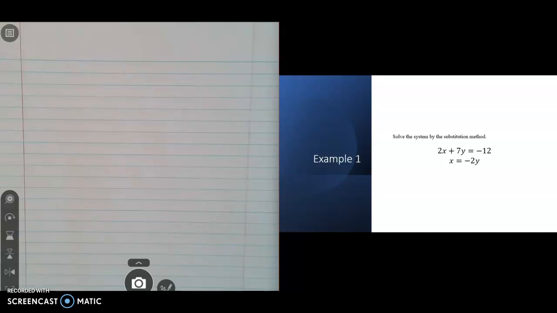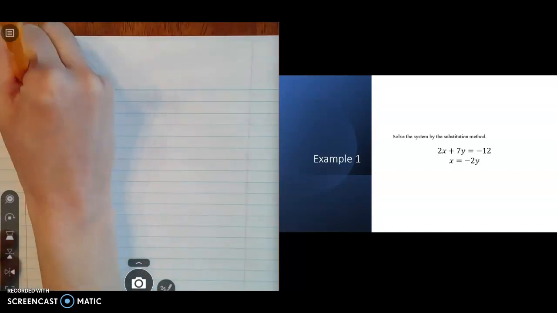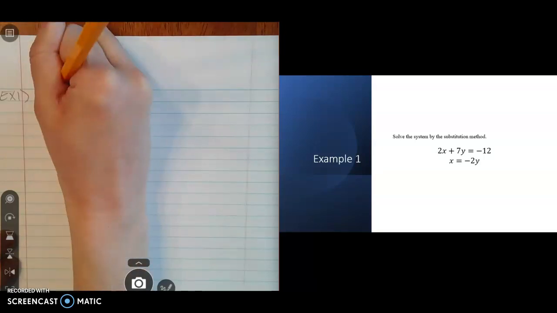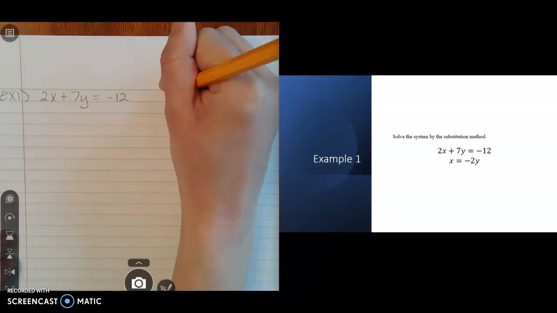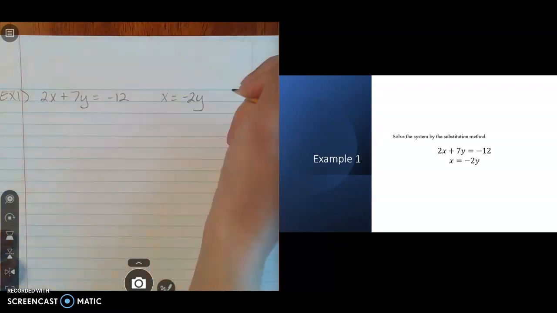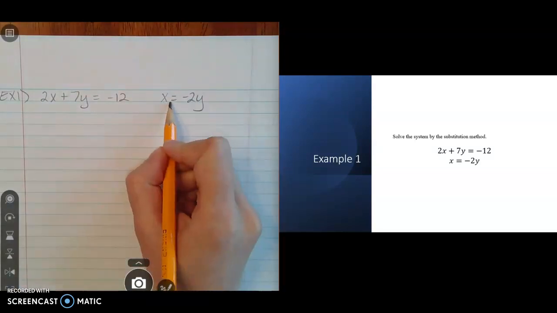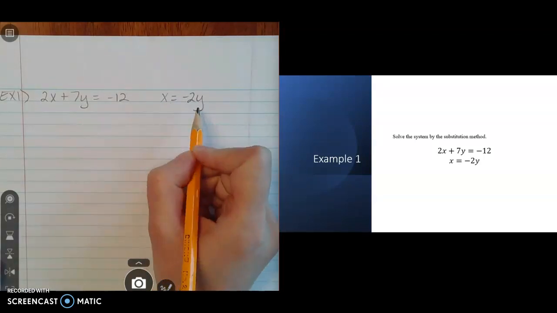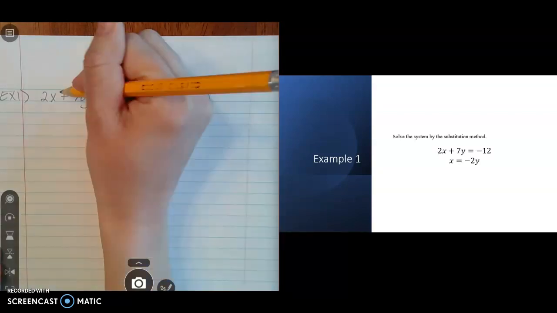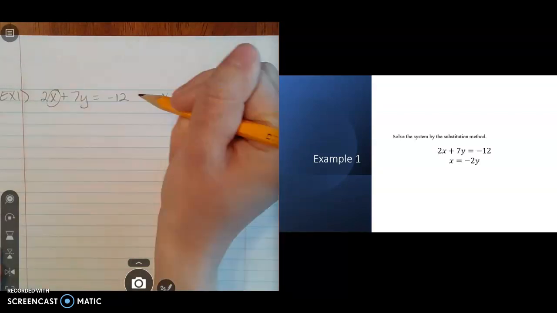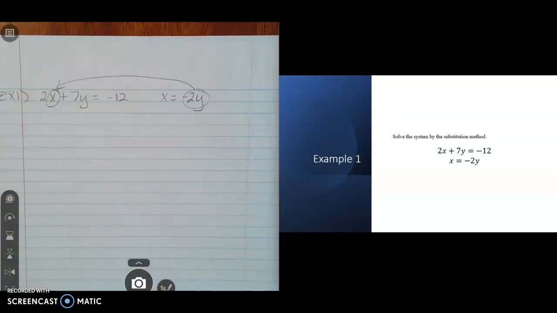So the first example, example 1, has 2x plus 7y equals negative 12, and x equals negative 2y. This first one, I already have solved for a variable: x equals negative 2y. So what I can do with substitution is, because x is equal to negative 2y, over here in the other equation, where there's an x, I can substitute in negative 2y, and they're the same value, which is why I can do that.